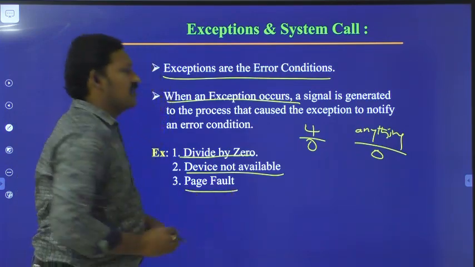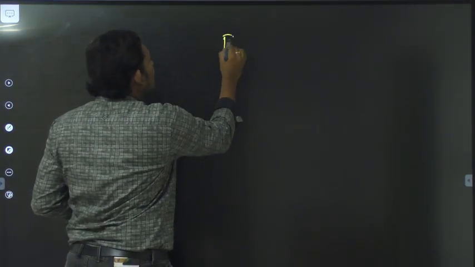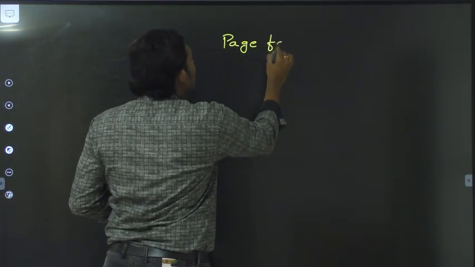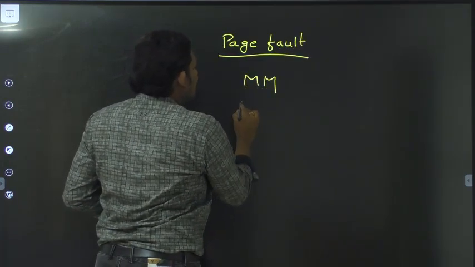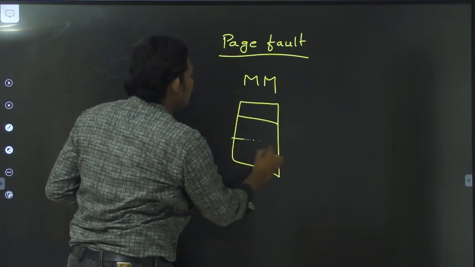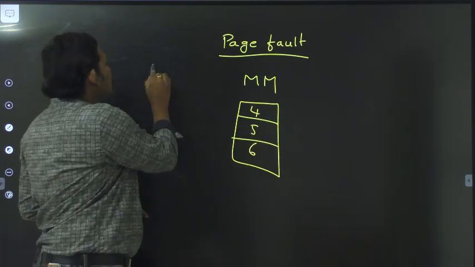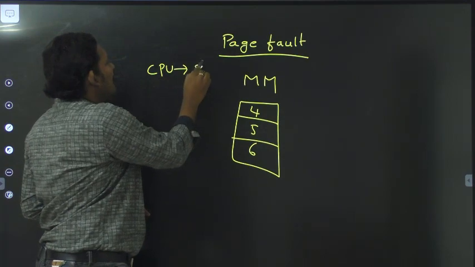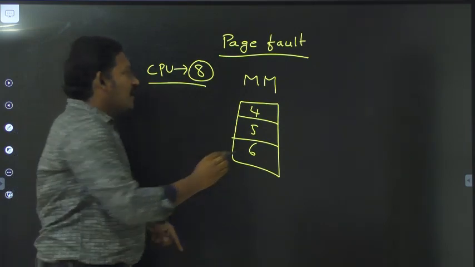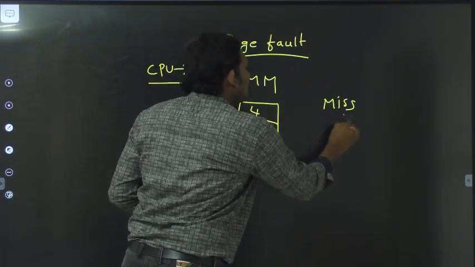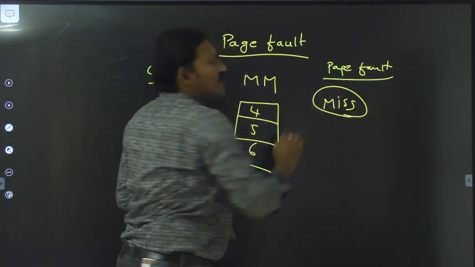One more example is a page fault. What is a page fault? Suppose in the main memory there are 3 frames holding 4, 5, 6, and the CPU wants 8. This 8 is not available inside the main memory, so a miss has taken place, or we can say a page fault has occurred.